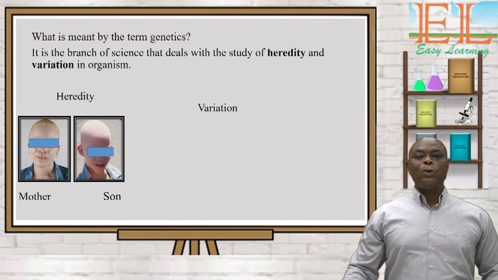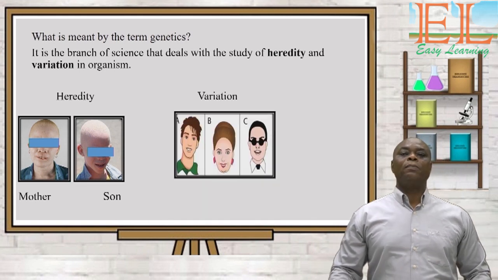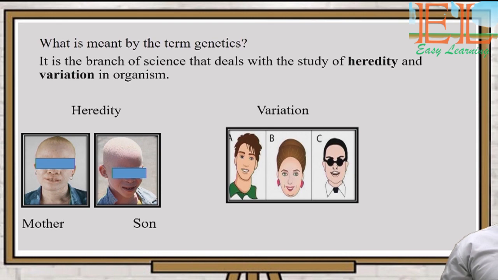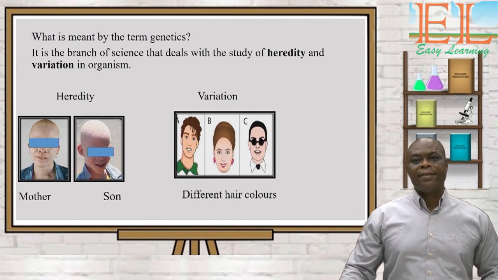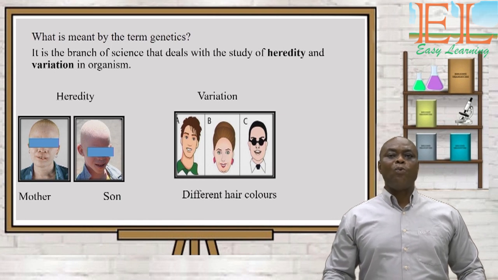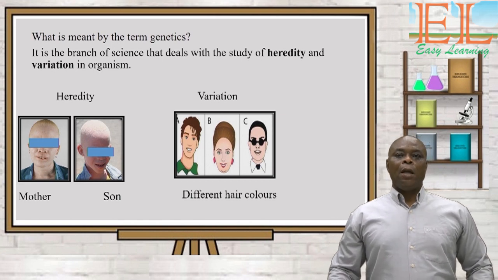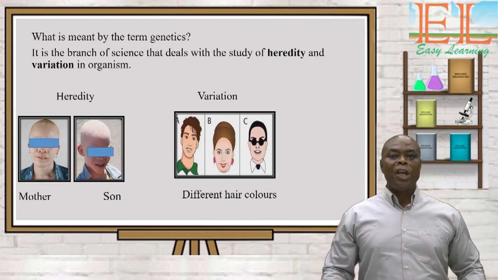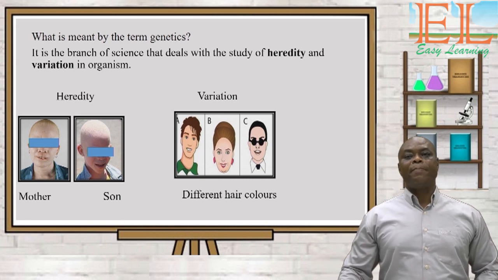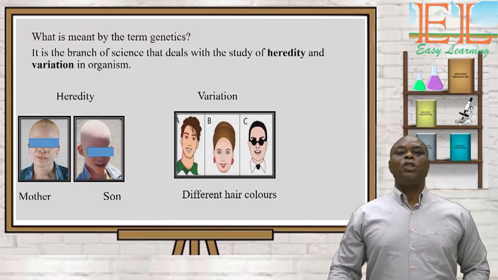Now let's look at the three persons on our screen. They are all human beings, but they have differences in characters. One of these characters is the hair color. Some of them have brown hair and others have black. Again, when we look at their sexes, two of them are males and one is a female. When we look at the shape of their faces, they are different, but they are all human beings. This is what is meant by the term variation.